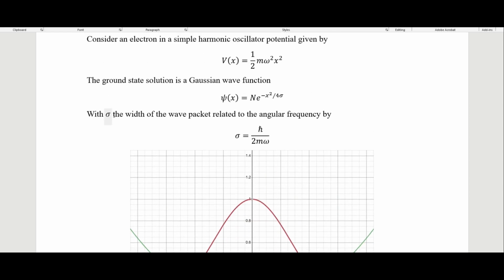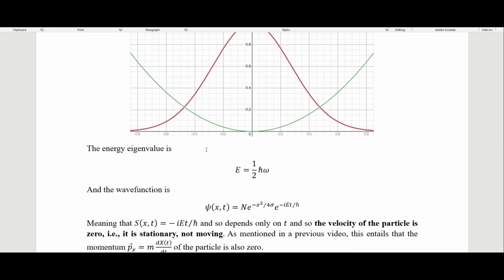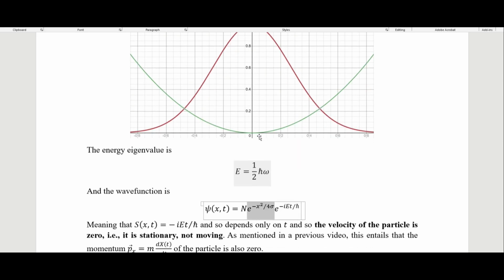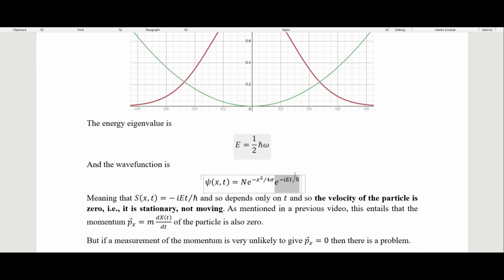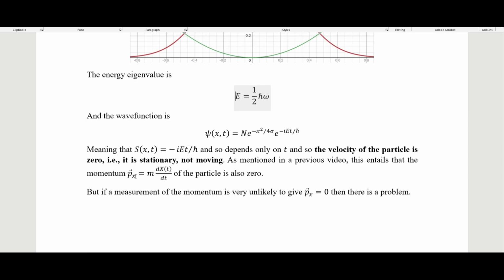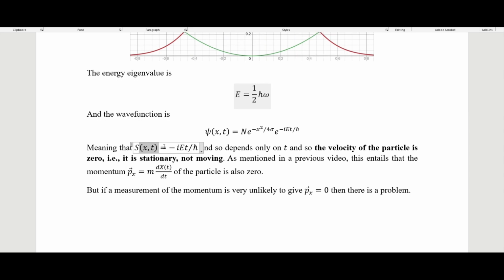The width of it is this sigma here, and that's dependent on our angular frequency and the mass. The energy eigenvalues are this, so dependent on the angular frequency. And so the wave function would look like this. We have the Gaussian packet, and then this is our time evolution. This means that our phase is equal to this, which is in this exponent, and that does not depend on t.